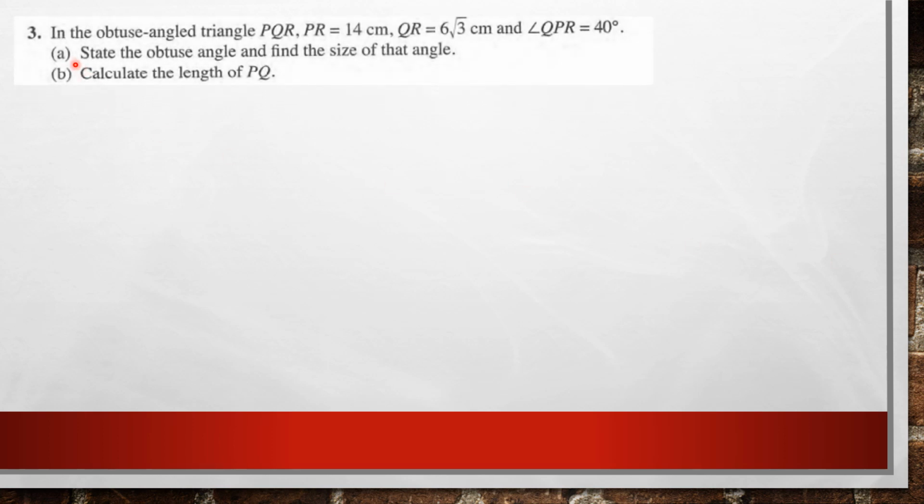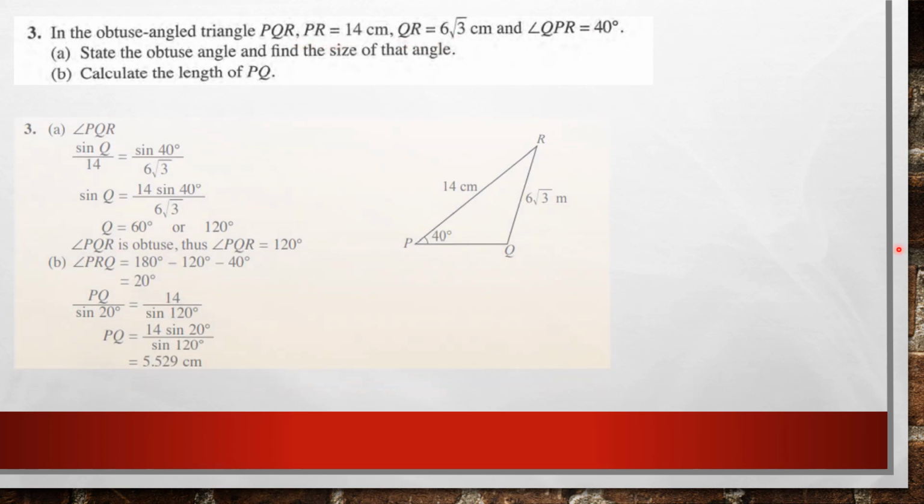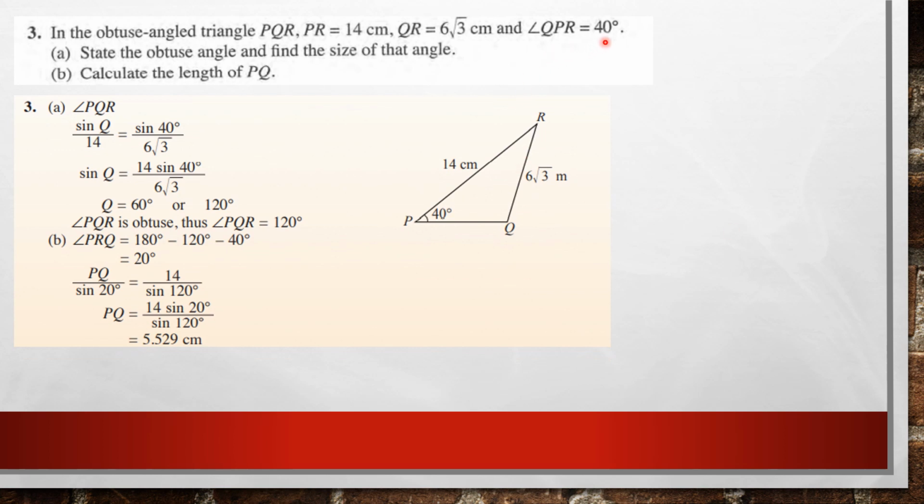Next, for number 3, in the obtuse angle triangle PQR, PR is 14, QR is 6 square root 3, and QPR is 40. So here is the triangle. You can sketch this triangle. So you know one pair, 40 and the opposite length 6 square root 3. The question is to take the obtuse angle and find the size of that angle. So the obtuse angle here is angle Q. So we want to find angle Q.